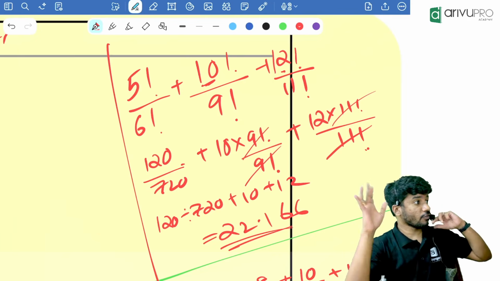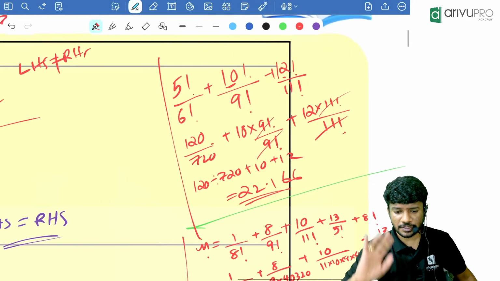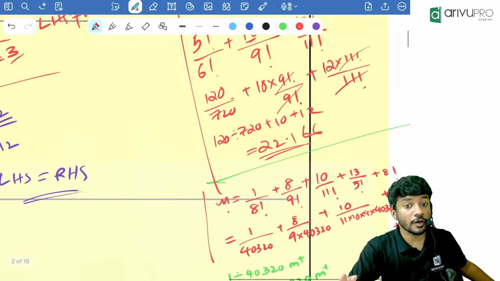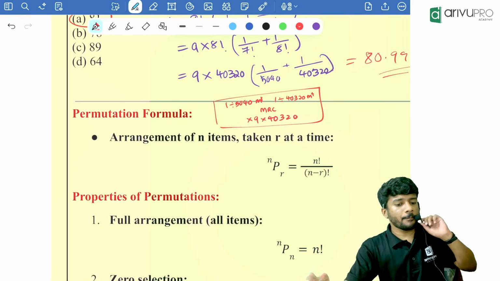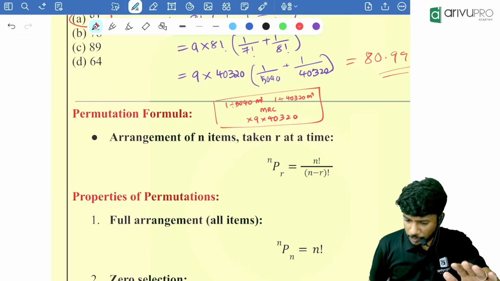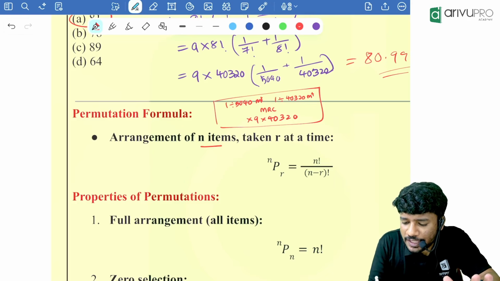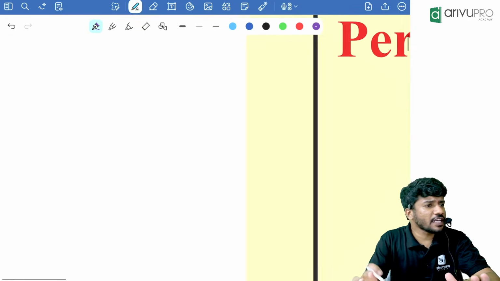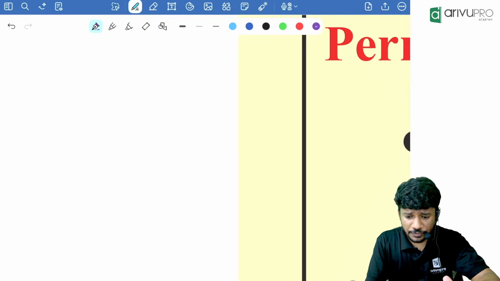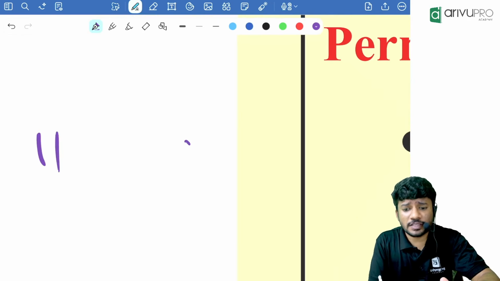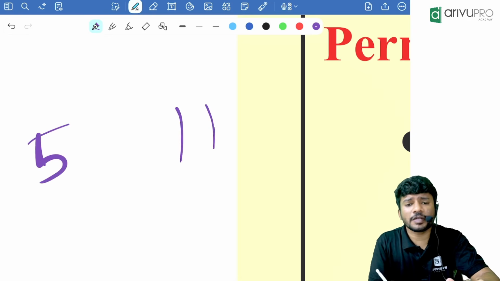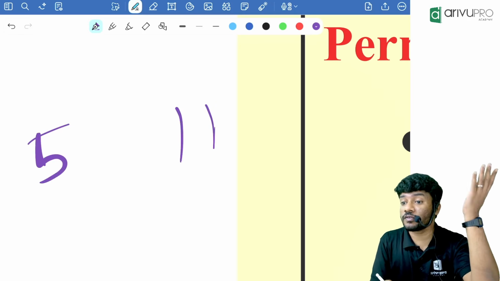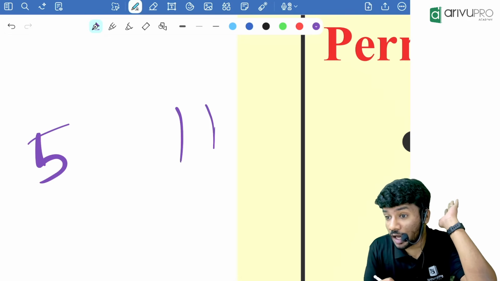Done now? Can we go for the first concept? This is not a concept, it is a base. Base for all the things, whatever we are going to do now. Everyone ready? Online? First one, people, permutation. Permutation is called arrangement of n items taken r at a time. What do you mean by that? Arrangement of n items taken r at a time. I told you previously, if there are 11 people, I want to arrange them in 5 places. So I will say that there are 11 people and I want to arrange them in 5 places. What is the easiest way? We will find the permutation and find the number of arrangements.